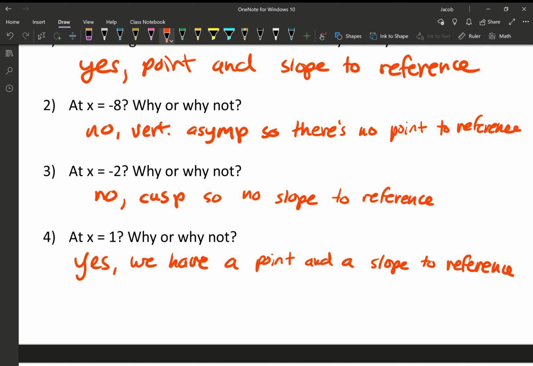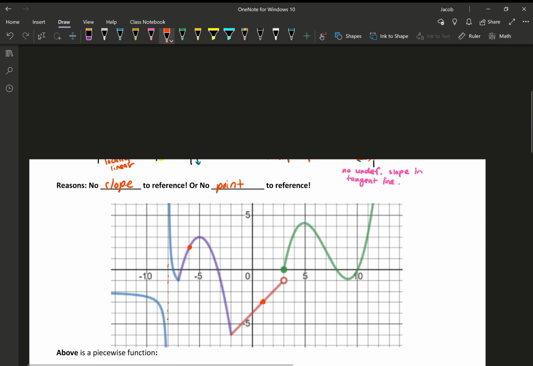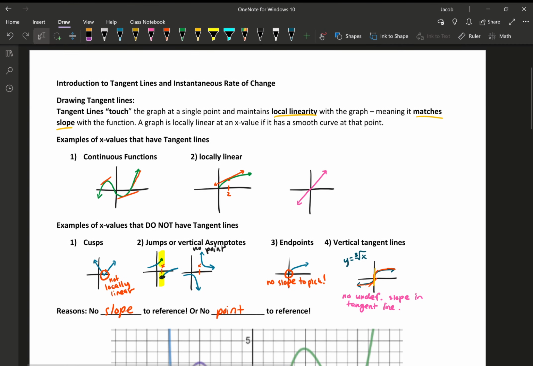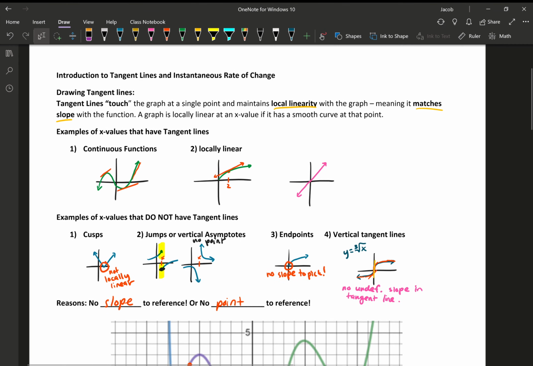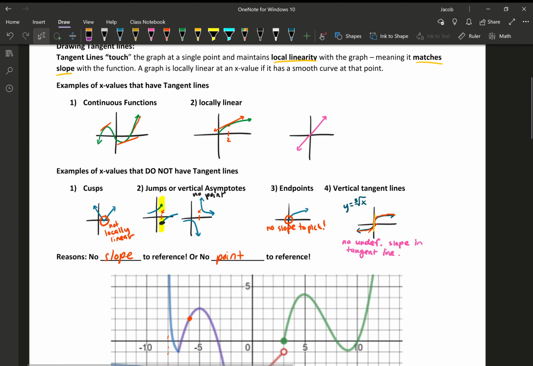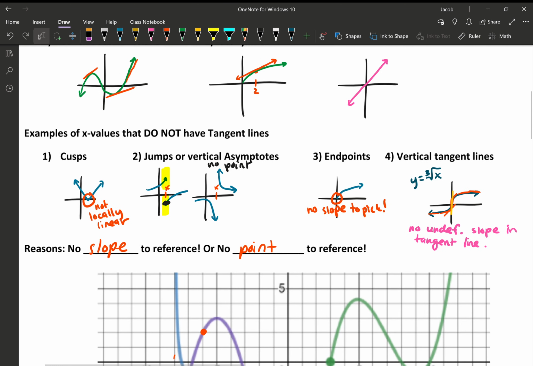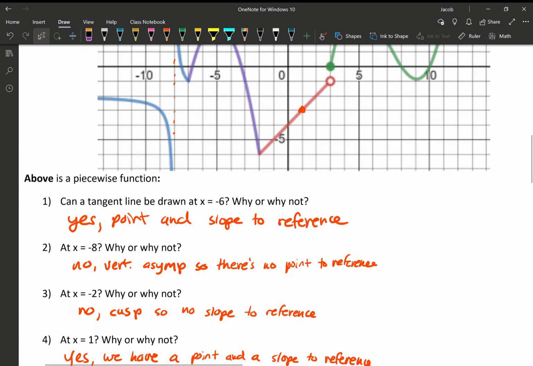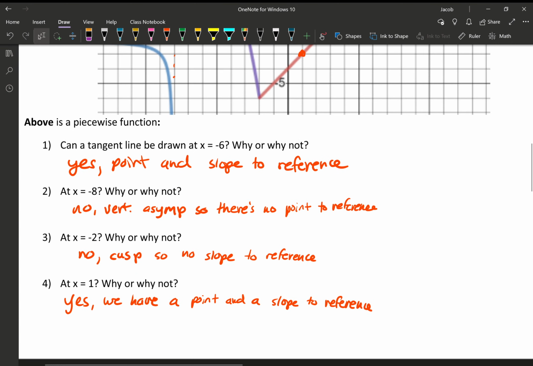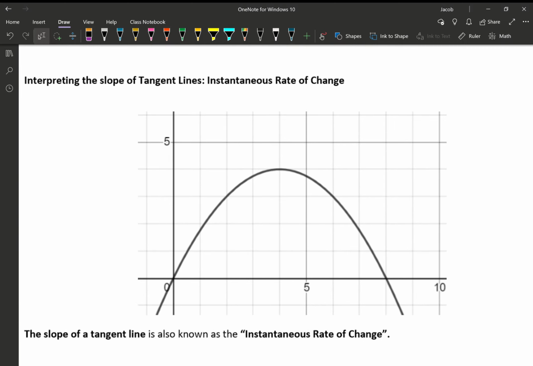So there you have it. We're just checking to see, do we have a point and slope to reference? Are we experiencing any discontinuities, or do we have any funny shapes like cusps or vertical tangent lines that would make it not possible to draw a slope at a certain point? Alright, and then we're going to interpret this as a second part of the video.